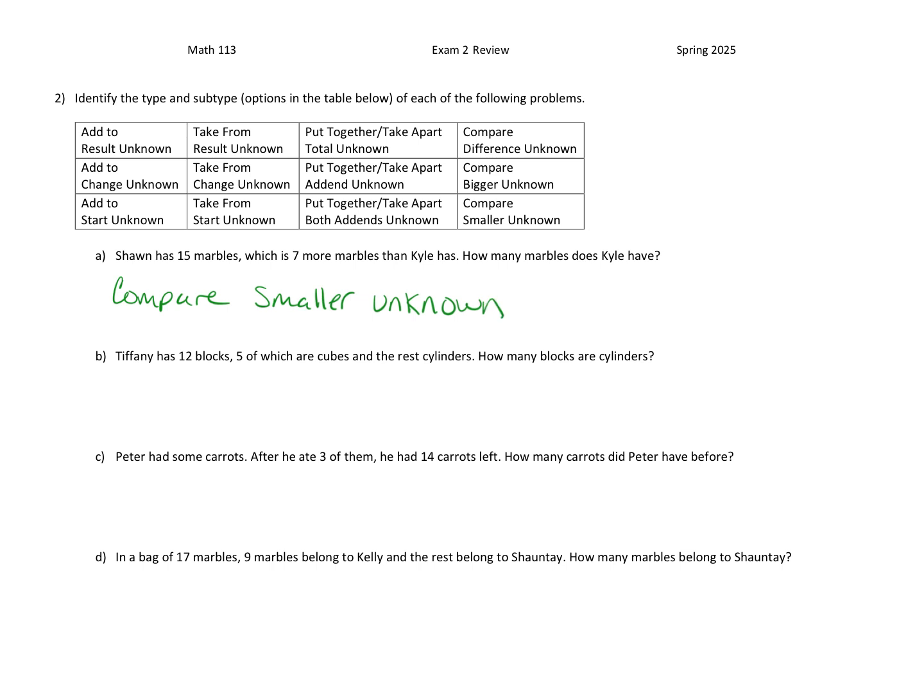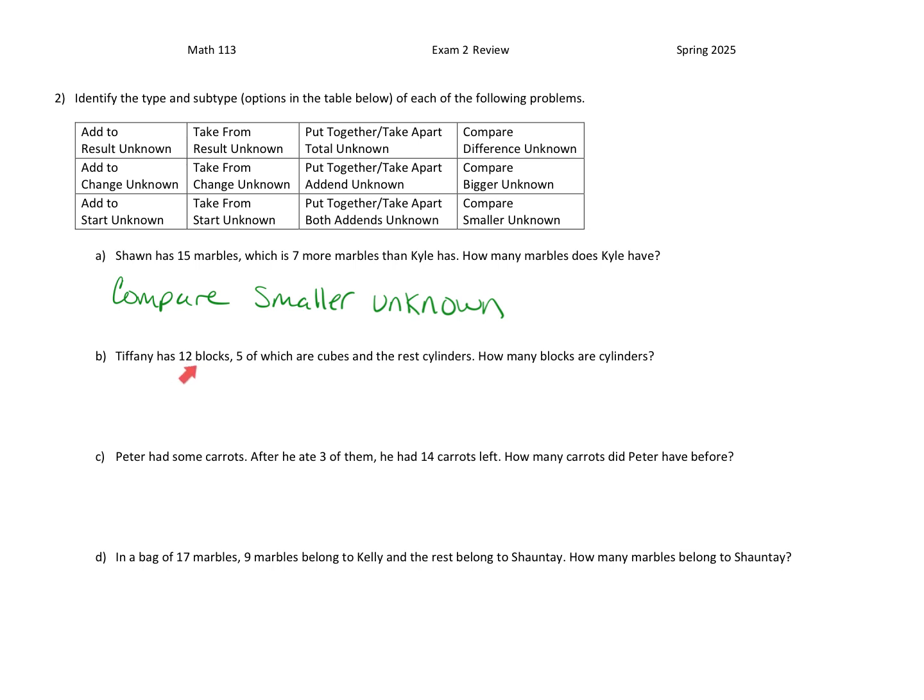B, Tiffany has 12 blocks, 5 of which are cubes and the rest are cylinders. How many blocks are cylinders? So these are going to be put together, take apart. So we're putting together blocks, cubes, and cylinders can be put together and they can be taken apart. So this is not add to or take from, because in those problems, there's some kind of change that happens in the problem. Like you start with some amount and then they add some to it or they take some away. So here, there just is some amount and we're combining them and uncombining them.